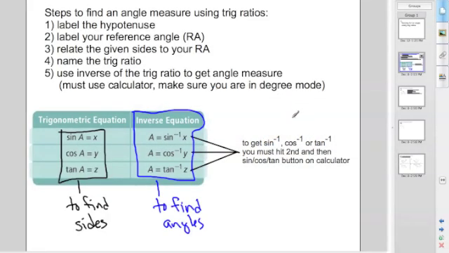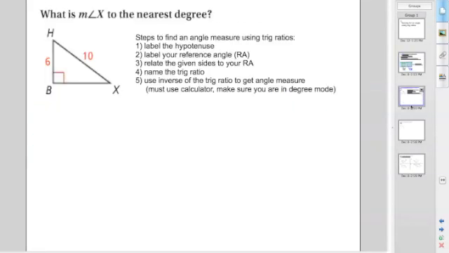So let's apply this and find angle measures. We want to know the measure of angle x to the nearest degree. The angle we're trying to find is our reference angle, so x is our reference angle. Step 1, label the hypotenuse, which is 10. Label your reference angle, which is x. Relate the given sides to the reference angle. 6 is opposite because it's across. 10 is the hypotenuse because it's the longest side and it's also opposite 90 degrees.